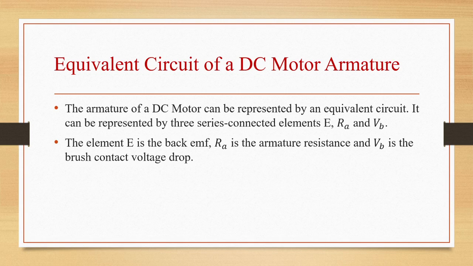So armature of a DC motor can be represented by an equivalent circuit, and it can be represented by three series connected elements, that is back EMF, armature resistance and brush contact voltage drop.